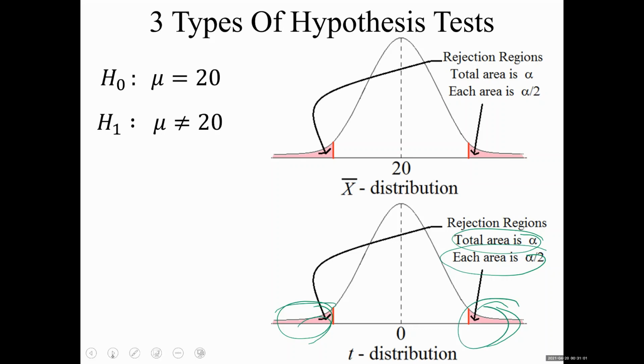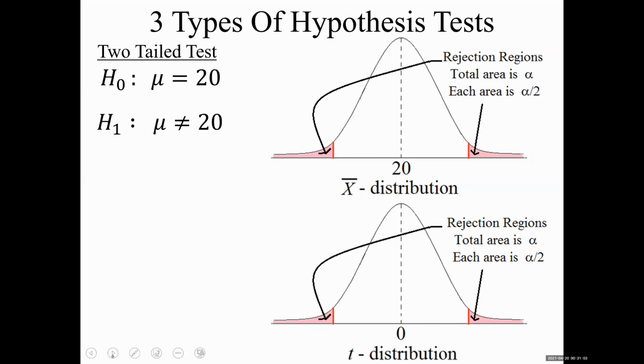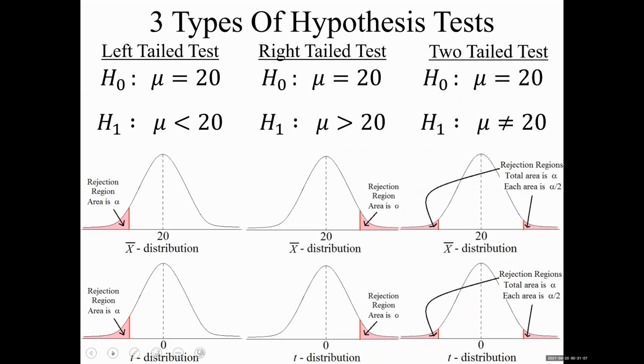And this is called a two-tail test. So when the peasant says not equal to, it's a two-tail test. All right, and then here is a slide that has all of the tests on there. Everything we just talked about. Any questions so far?